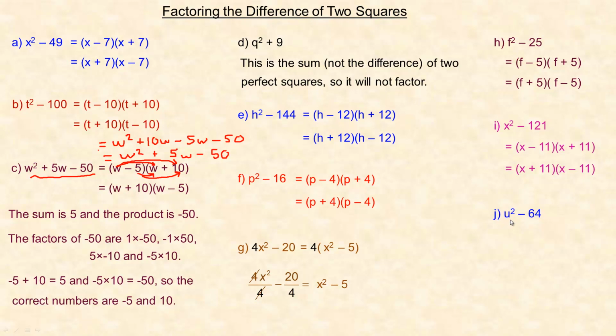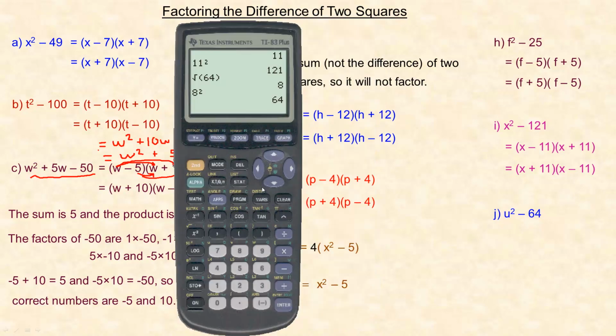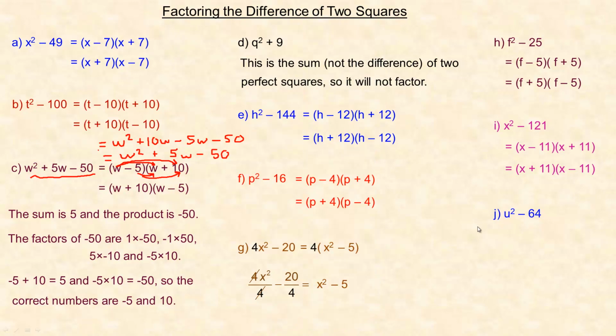Last one, u squared minus 64. 64 is a perfect square. Maybe we'll bring the calculator over here one more time. Square root of 64 is 8. Or you could check this way. I think it's 8 squared. Yeah, 8 squared is 64. So that will factor into u minus 8 and u plus 8. Or if you want to write the u plus 8 binomial first and u minus 8 second, that's what it would look like.